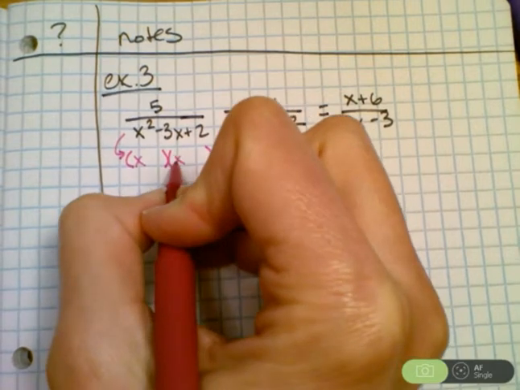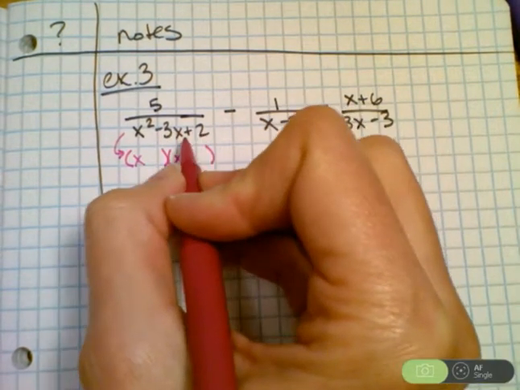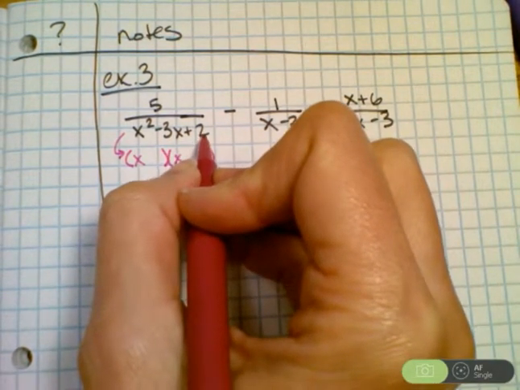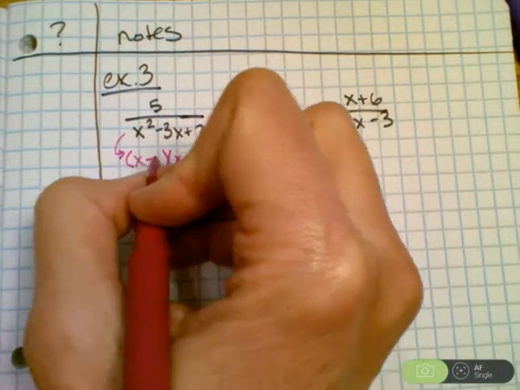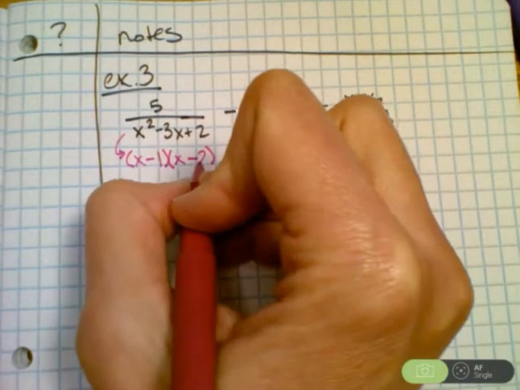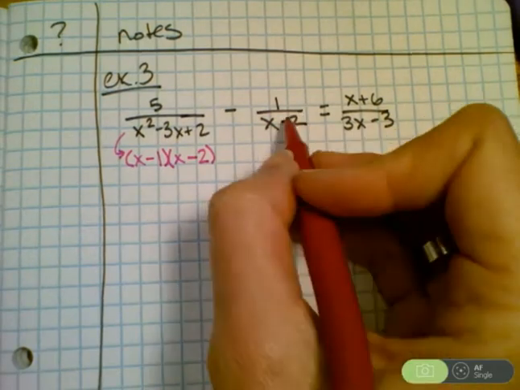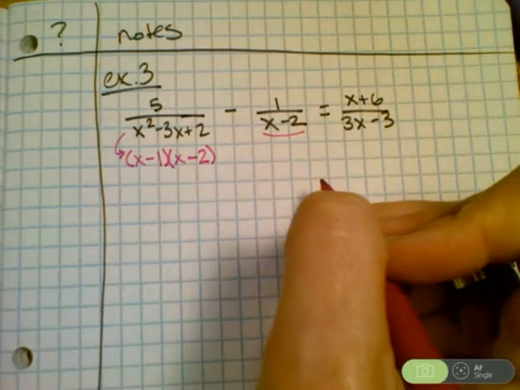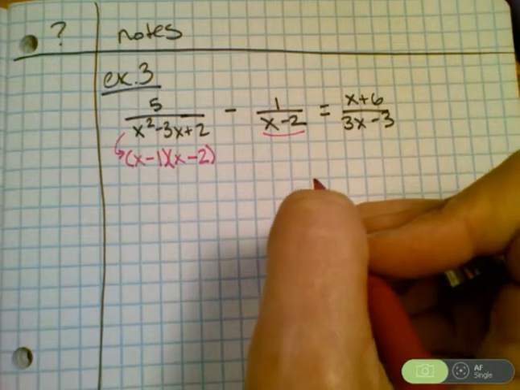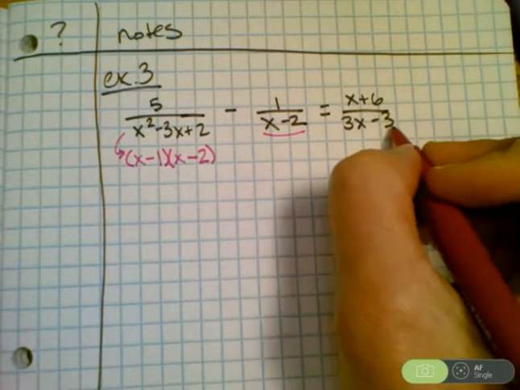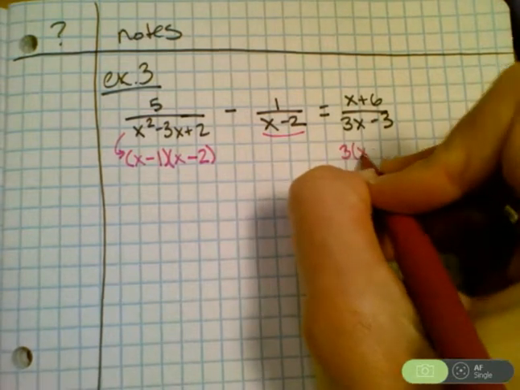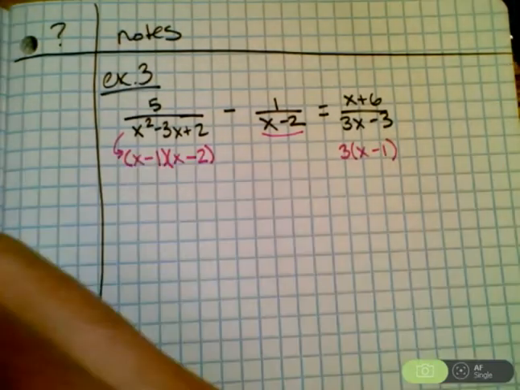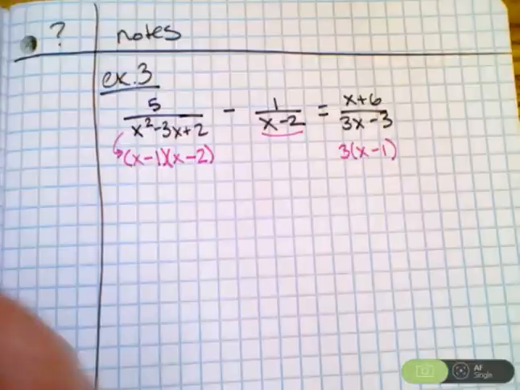I know I'm going to need x's first. Negative 2 times negative 1 is 2. Negative 2 plus negative 1 is negative 3. So that's x minus 1 and x minus 2. This one doesn't factor. Two pieces, no squares, no common terms. This one, I look closely, I have a 3 in both of those, so that factors into 3 times x minus 1. So those are all the factors of my denominators.